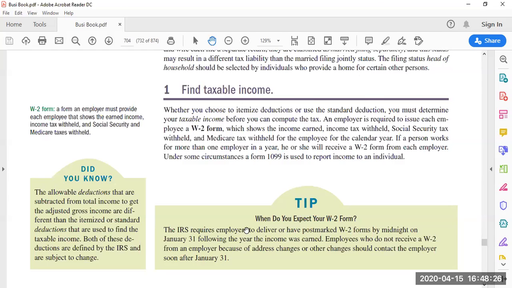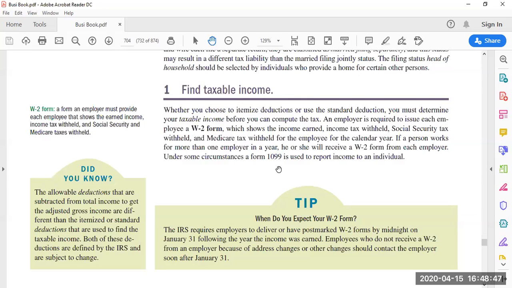Now, in some cases, you might not work directly as an employee, and you receive, instead of a W-2 form, a form called a 1099 from your bank. Let's say you have a bank account and you're earning interest income. So at the end of the year, your bank will send you a 1099 form.